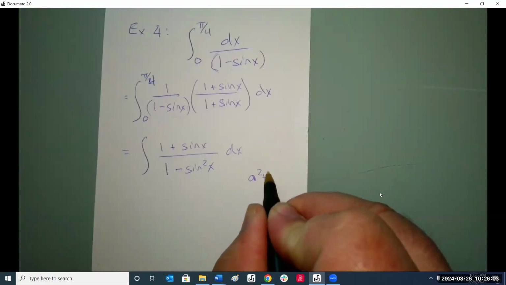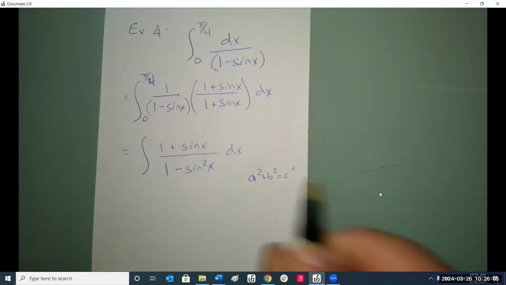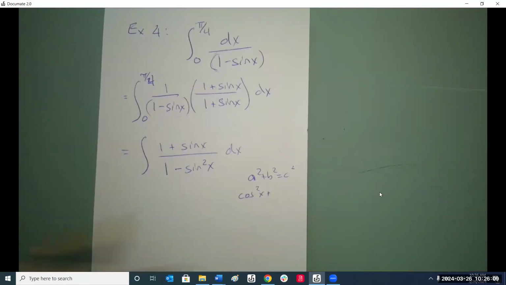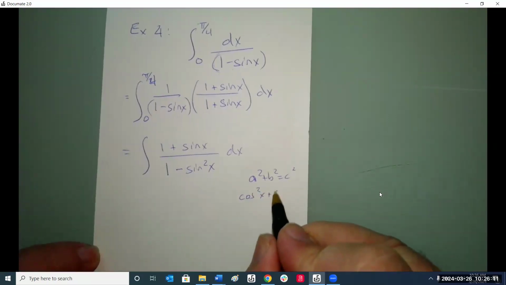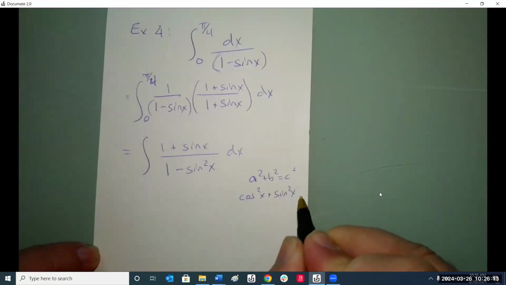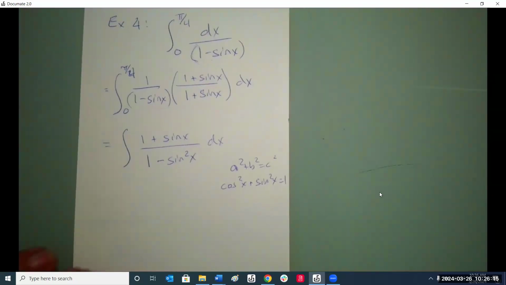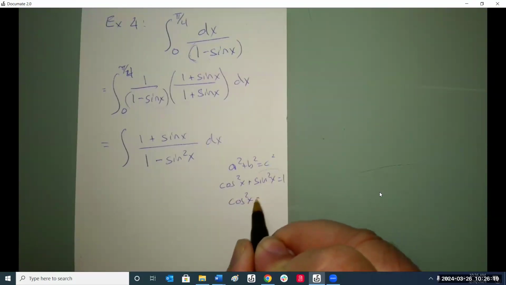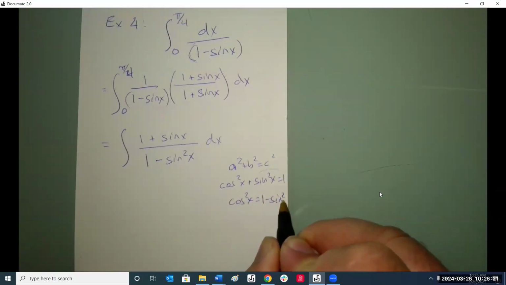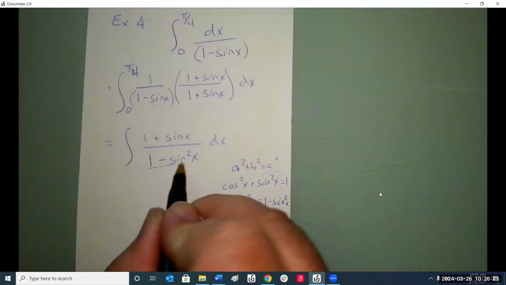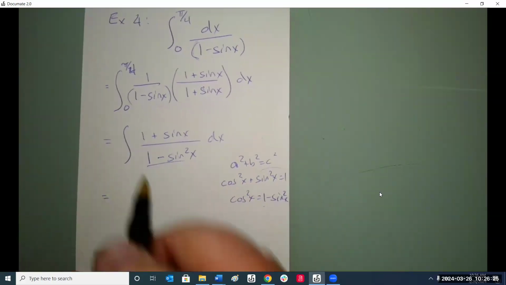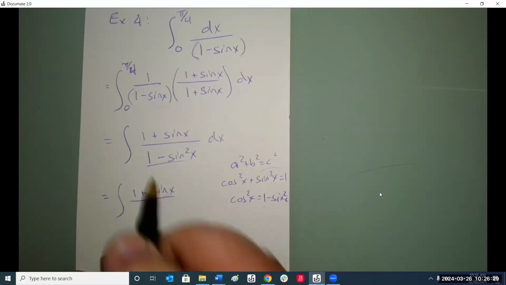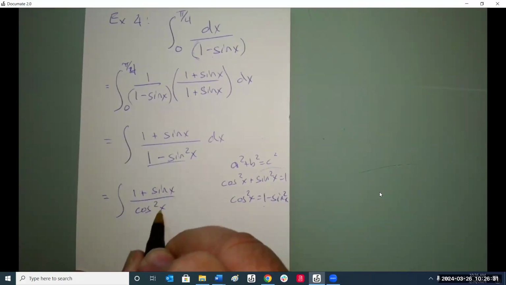Remember, a squared plus b squared equals c squared. The trig identity says that cosine squared x plus sine squared x equals 1. I'll move the sine over, then cosine squared x equals 1 minus sine squared x. So this is equal to 1 plus sine x over cosine squared x.